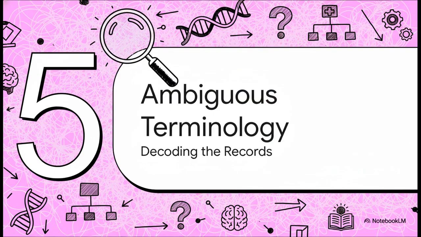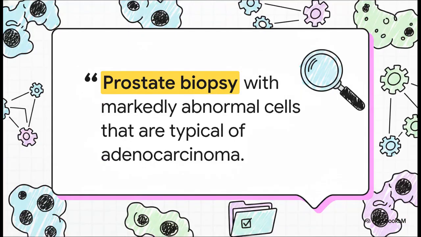Let's tackle Section 5, Decoding Ambiguous Terminology. So what happens when the medical record just isn't perfectly clear? Let's look at some real-world case scenarios. Here's your very first piece of evidence. The pathology report reads, prostate biopsy with markedly abnormal cells that are typical of adenocarcinoma. Do you accession this case into the registry?